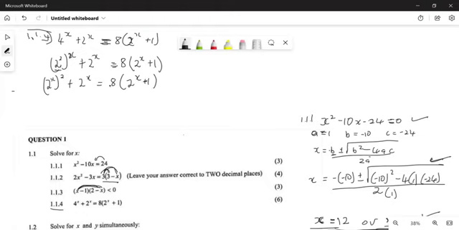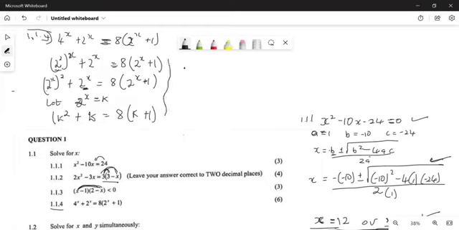Okay, and then I can say let 2 to the power of x be equal to k. Then I'd have k squared plus k, which is going to be equal to 8 open bracket k plus 1.